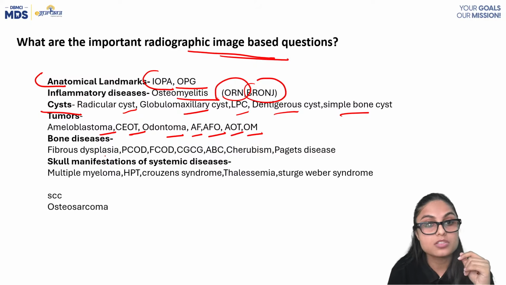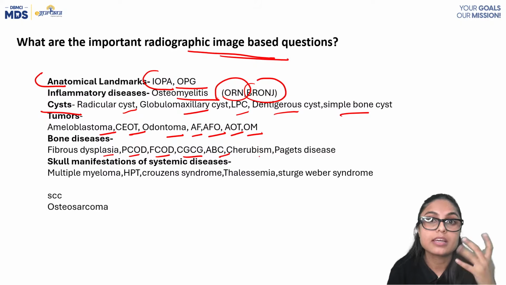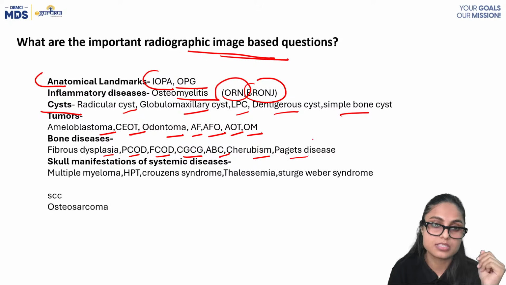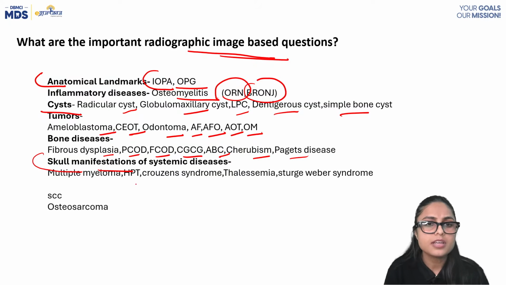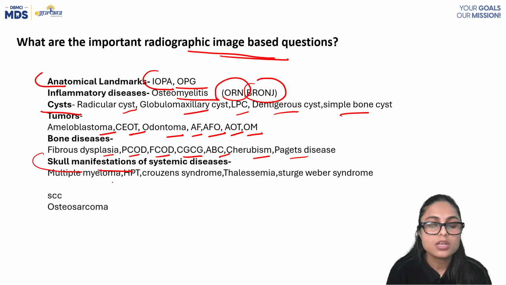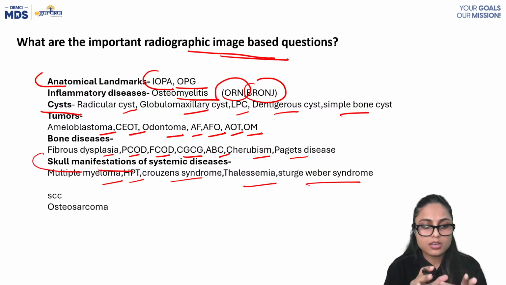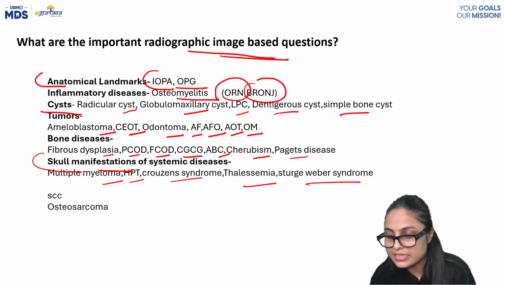You should know features of fibrous dysplasia, PCOD, FCOD, CGCG, ABC, aneurysmal bone cyst, cherubism, Paget's disease. In skull manifestation, they'll just give you a skull radiograph and ask which condition you see. So, related systemic diseases are multiple myeloma, hyperparathyroidism, Clausen syndrome, thalassemia, Sturge-Weber. You should know the skull changes or skull manifestations that we see in all these systemic diseases.